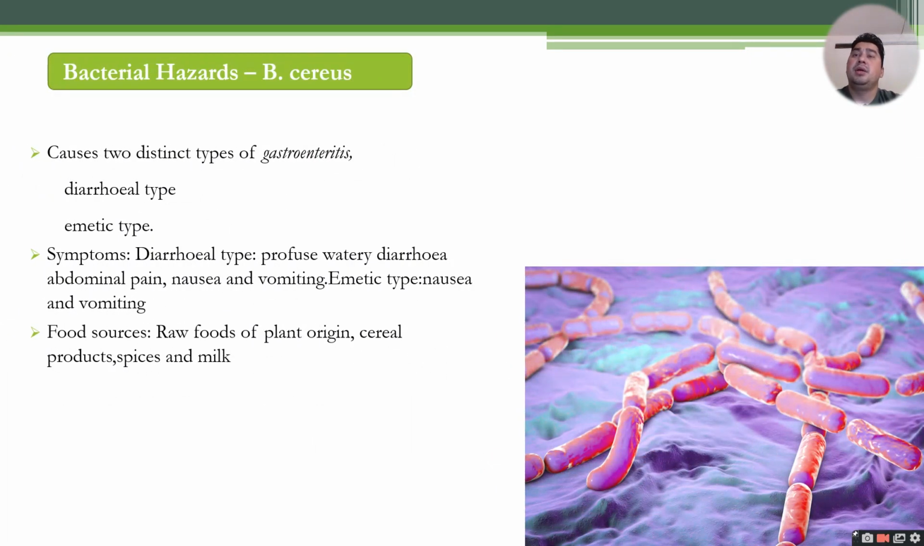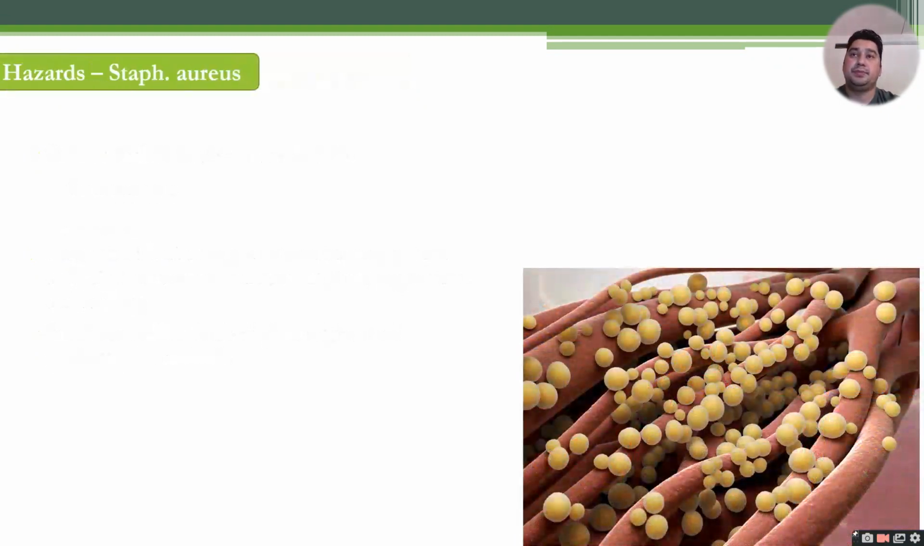After that, we have Bacillus cereus, the fourth type of bacteria. The cause is two distinct types of gastroenteritis, diarrheal type and emetic type. The symptoms of the diarrheal type are profuse watery diarrhea, abdominal pain, nausea and vomiting. The emetic type causes nausea and vomiting. The sources are food sources like raw food of plant origin, cereal products, spices, and milk. So these are the sources of Bacillus cereus.